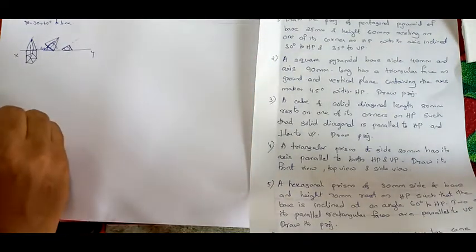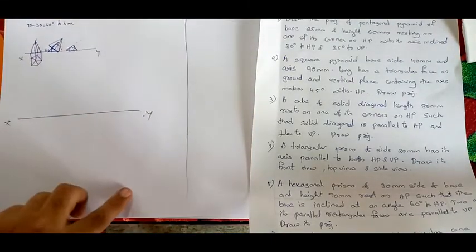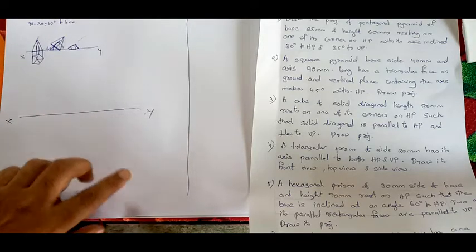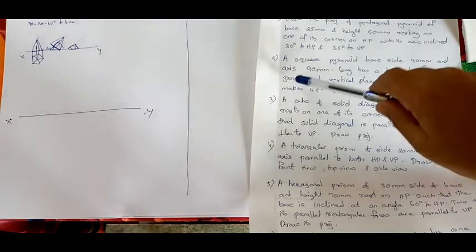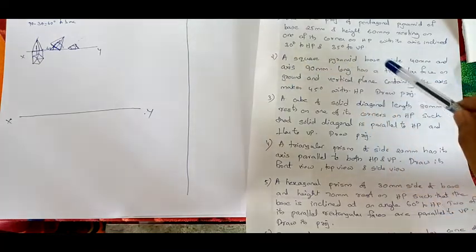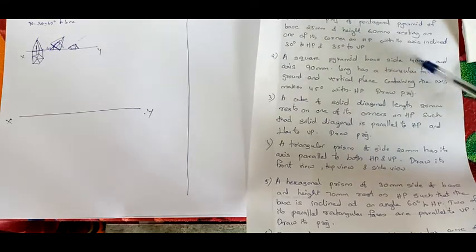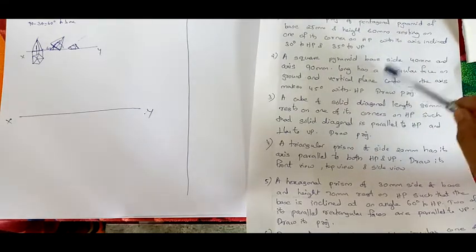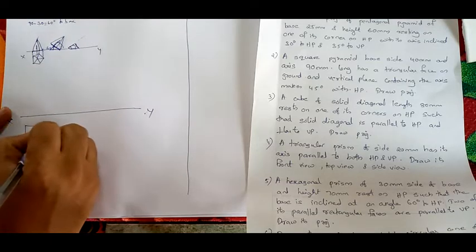So what is the second question? A square pyramid has base 40 mm and axis 90 mm, has a triangular face on ground. See, ground means HP. So it is resting on one of its triangular faces on HP. So HP means in the top view you will see the square, and a triangular face means the base side should be on the right side, then only you will get a triangular face. So the square pyramid you have to draw like this. This will be your square pyramid.